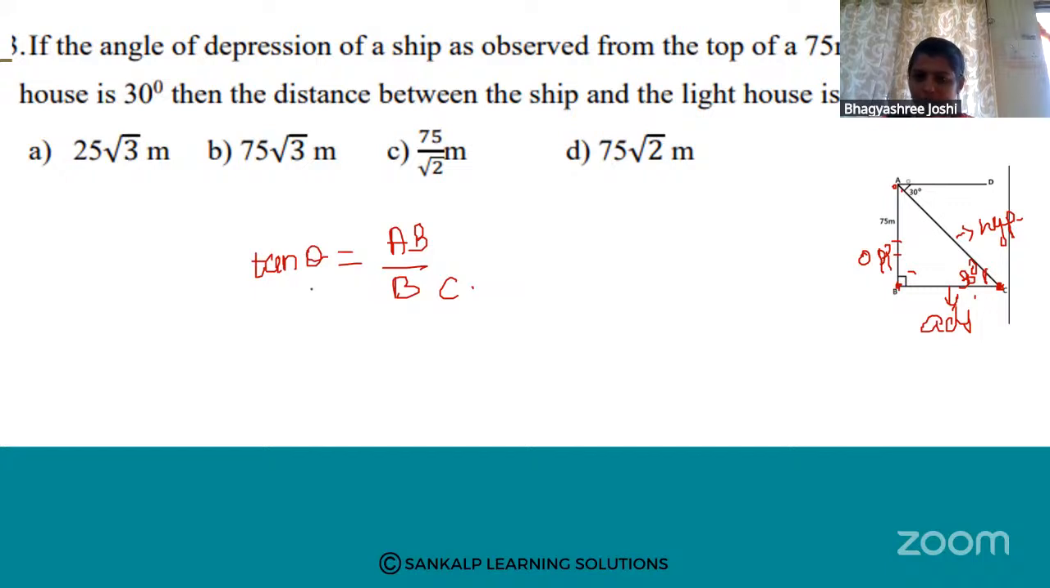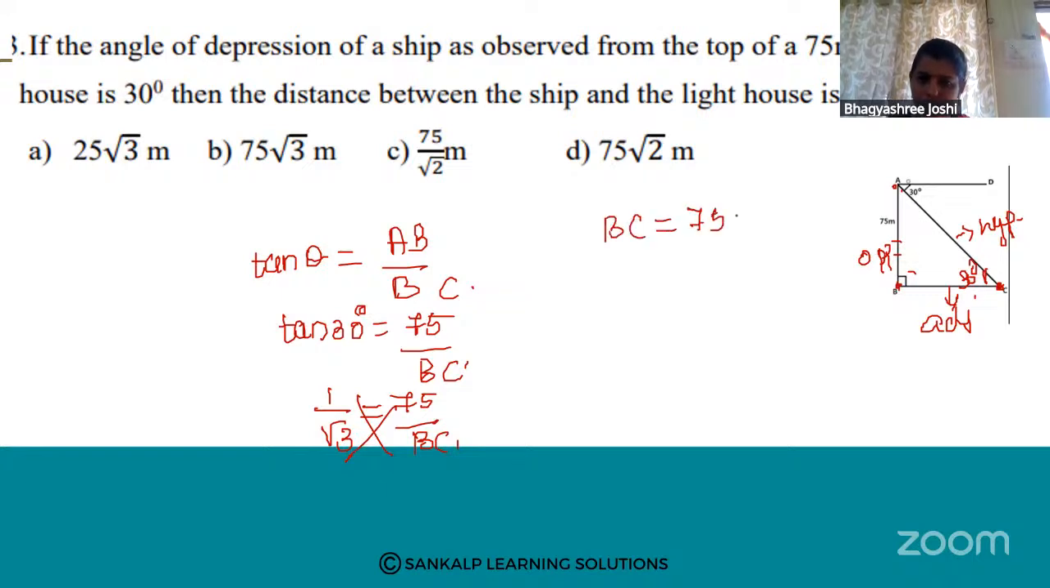So tan 30 degree is equal to AB value 75 divided by BC. So tan 30 is 1 divided by root 3, equal to 75 divided by BC. Now do cross multiplication. 1 into BC is equal to 75 root 3 meter. That means the distance between the ship and the lighthouse is 75 root 3 meter. So which option is right here? Option B is right.